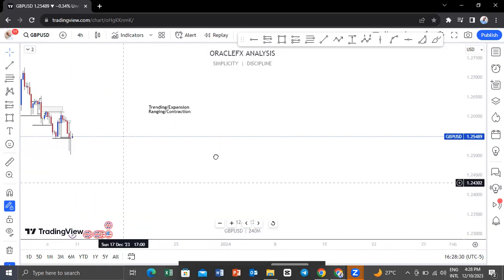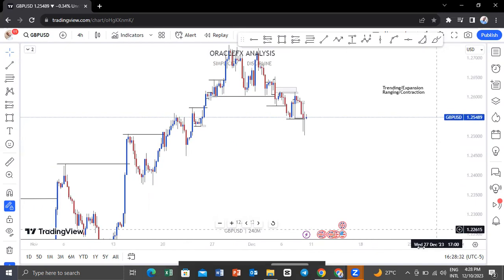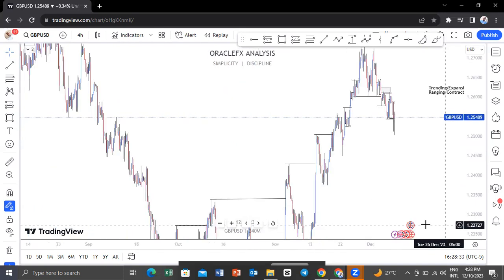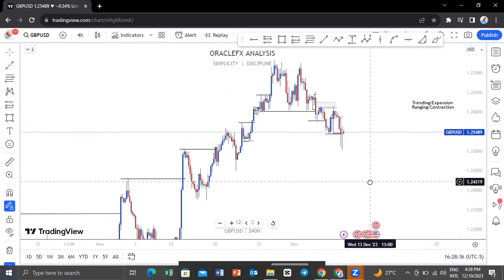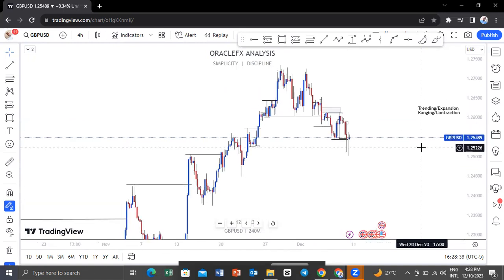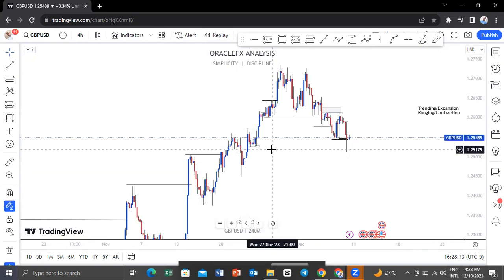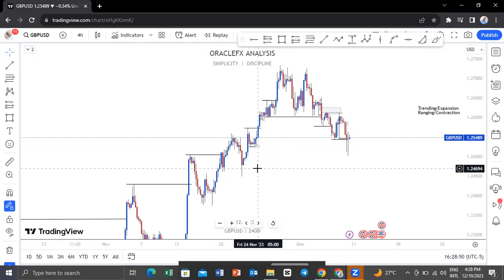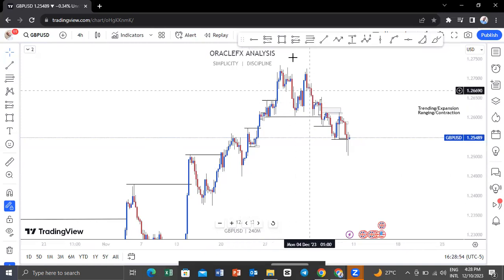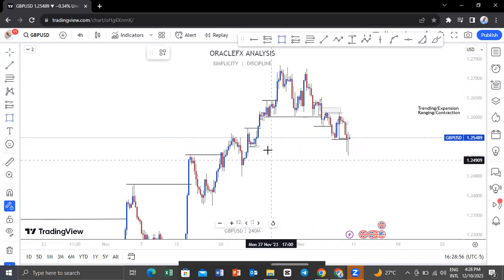And the last thing you should note is your candlestick behaviors. Like I told you about your expansion and contraction, whenever you're on the chart, you should note when the candles are showing signs of weakness. What I mean by signs of weakness is when candlesticks are finding it hard to move in a particular direction.